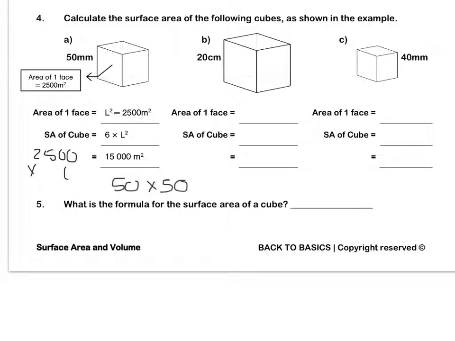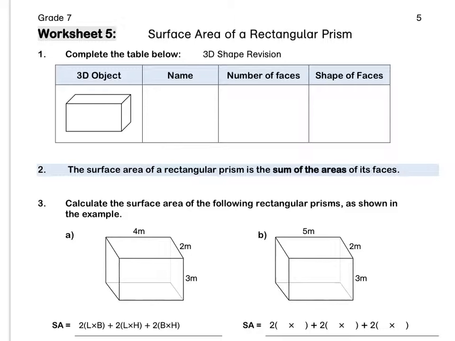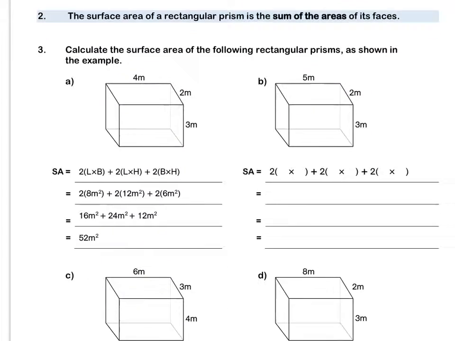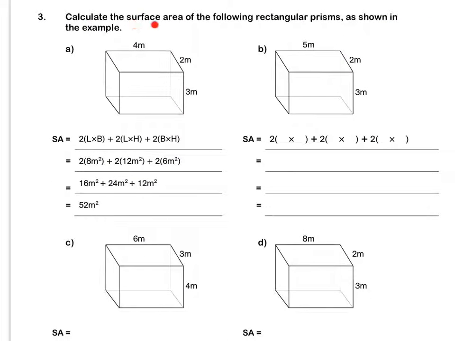2,500 times 6. You can complete that sum by yourself and check that you get 15,000 meters squared for the surface area. Press pause to complete the rest of this page by yourself. Worksheet 5. Press pause to complete question 1. Number 2. The surface area of a rectangular prism is the sum of the areas of its faces. Question 3. Calculate the surface area of the following rectangular prisms.